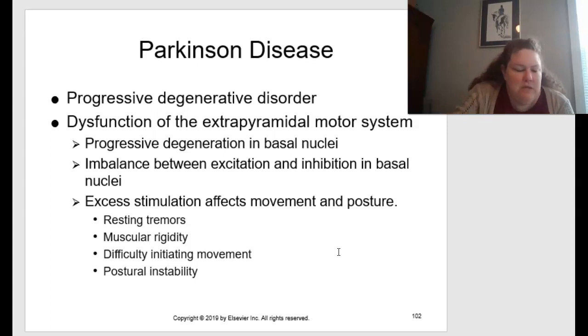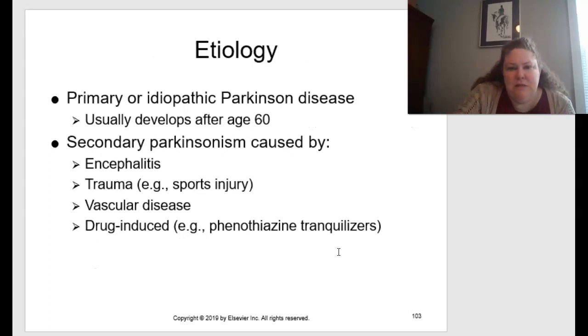This is on page 372. This is a progressive degenerative disorder, and it causes a dysfunction in the extrapyramidal motor system. This is due to a progressive degeneration in the basal nuclei. This causes an imbalance between the excitation and the inhibition in the basal nuclei, and this excess stimulation can affect motor function and posture. So we can have resting tremors, muscular rigidity, difficulty initiating movement, and postural instability.